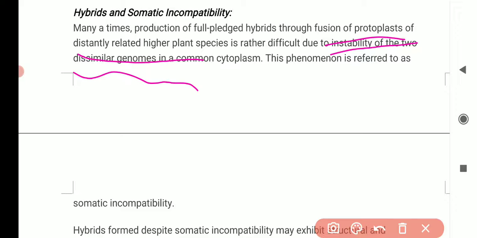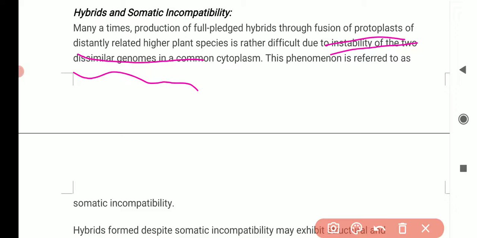Suppose you want to cross a dog and an elephant. They are so distantly related, no? Or a parrot and a tortoise. One is a bird and one is a reptile. So they are so distantly related. But obviously don't give those examples. You have to give plant examples.